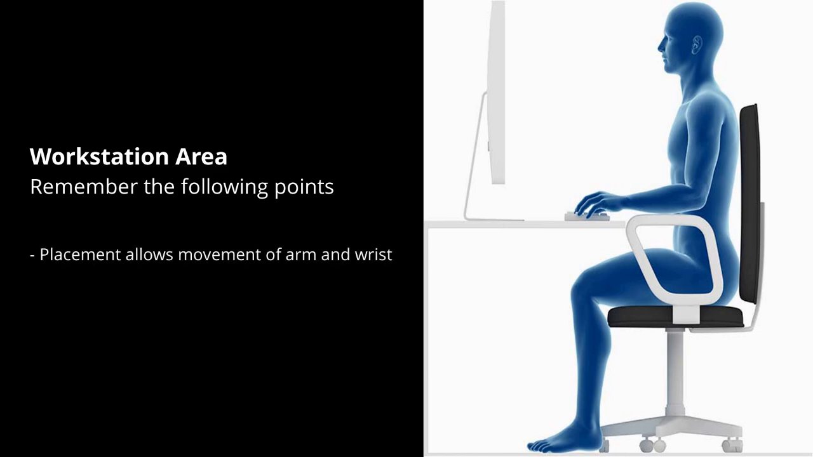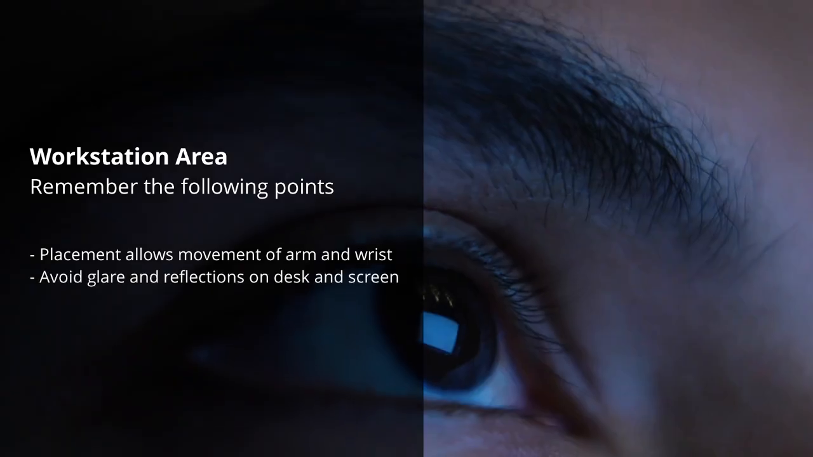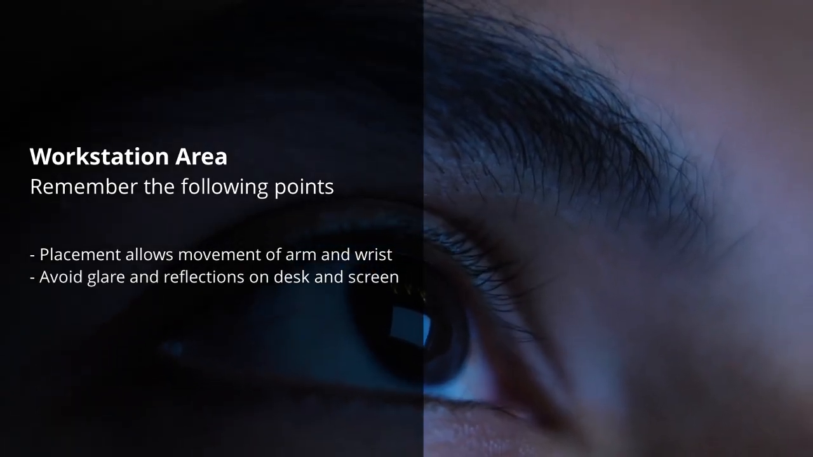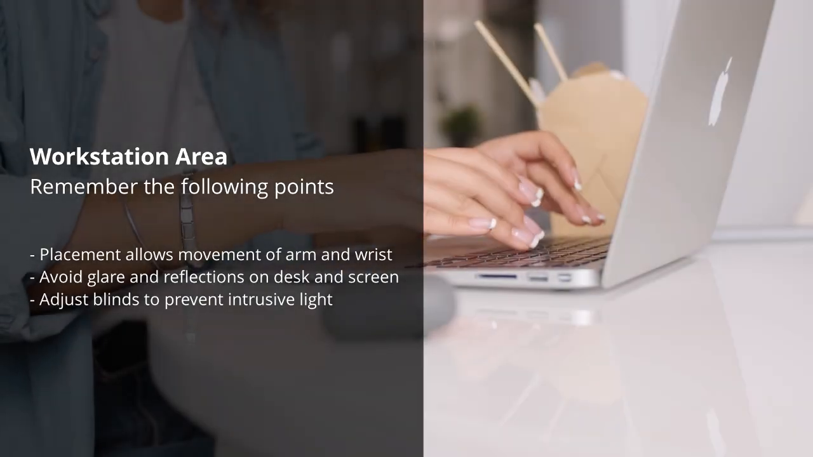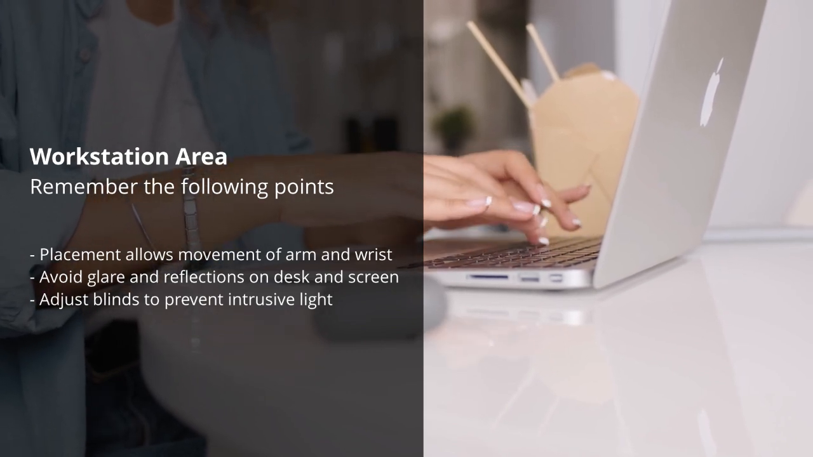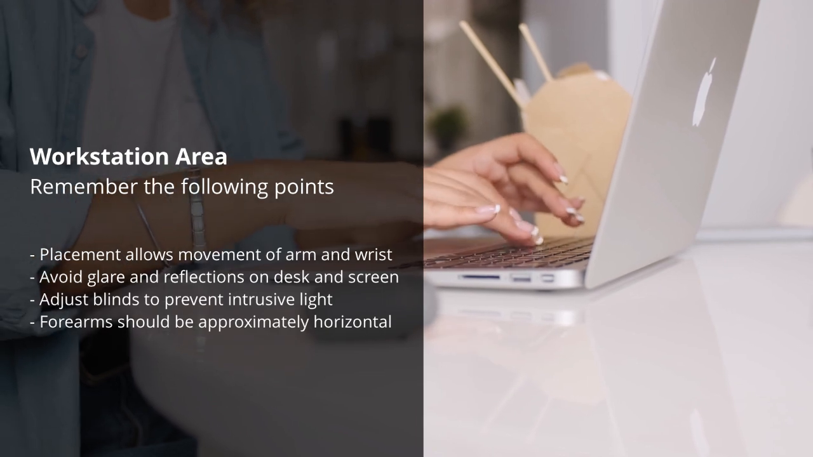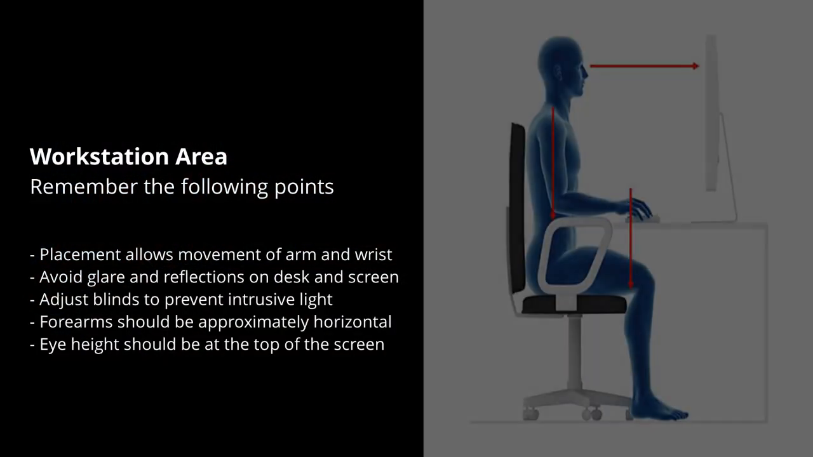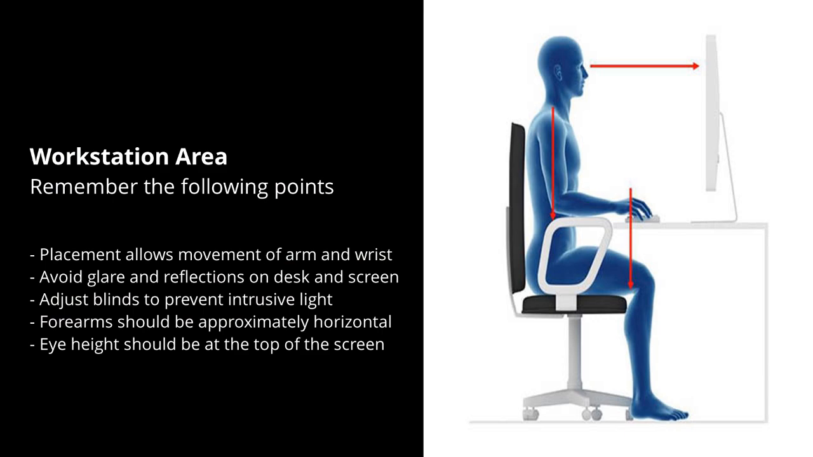Equipment placement should allow movement of arm and wrist. Arrange the desk and screen to avoid glare and reflections. Adjust curtains or blinds to prevent intrusive light. Forearms should be approximately horizontal. Eyes should be the same height as the top of the screen.